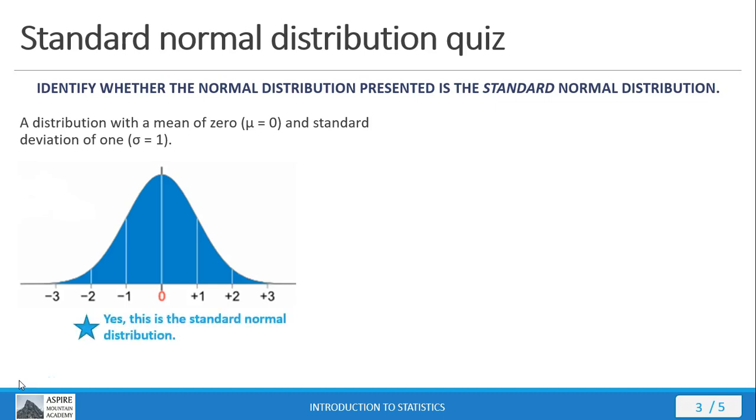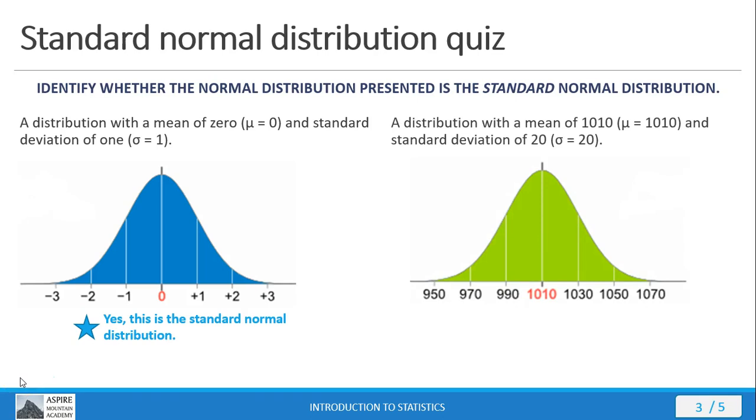Well, I hope you said yes. This is the standard normal distribution. A normal distribution, so it's got that bell shape to the curve, and it's got a mean value of 0, and it's got a standard deviation of 1. So those are the properties that make up the standard normal distribution.